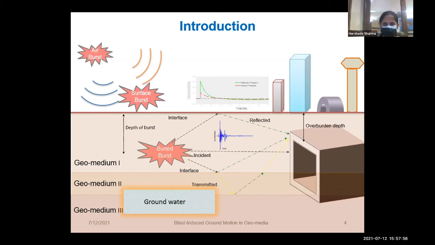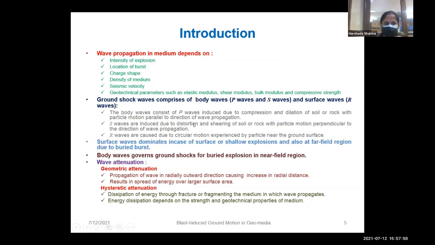displacement, or frequency. So as we discussed, this wave propagation depends upon all these things: the intensity of explosion, the location of the burst, the shape of the charge, whether it is cubical or spherical, and the density of the medium. It is very, very important. The peak particle velocity, and the medium parameters such as the modulus of elasticity, bulk modulus, shear modulus, compressive strength, and other parameters.